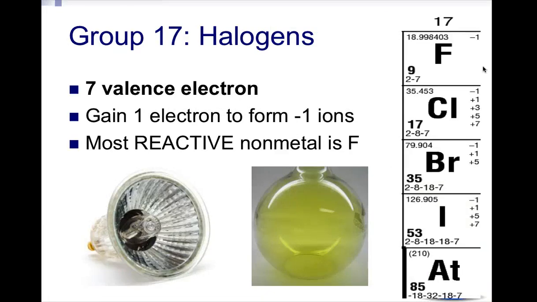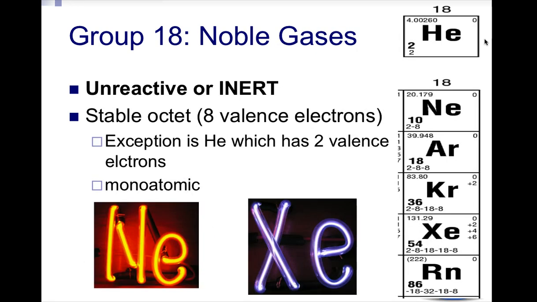Group 17 are halogens. These have 7 valence electrons, and they like to gain one additional electron to form a negative 1 ion, as you will notice here in the top right-hand corner. The most reactive of these elements is fluorine.